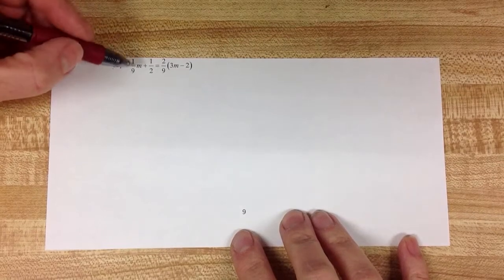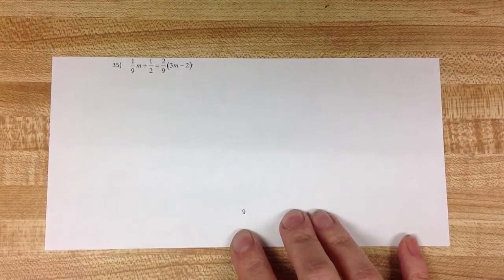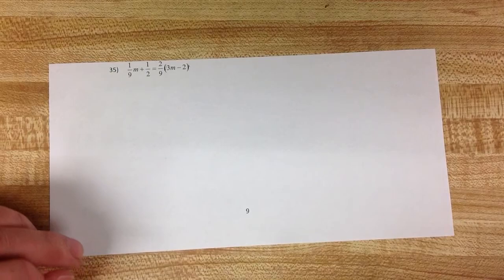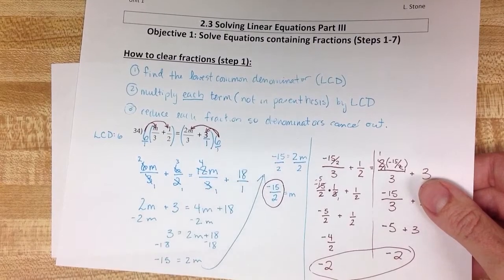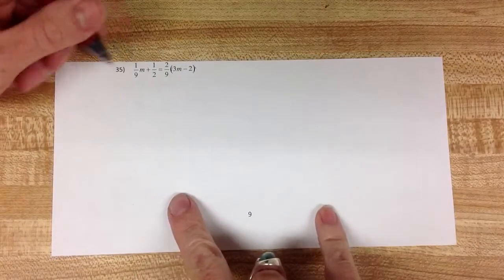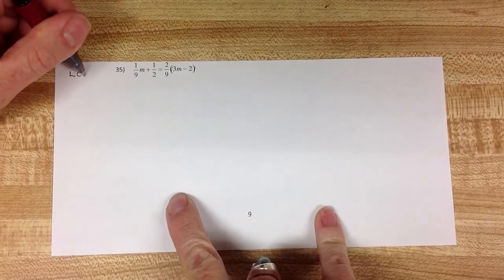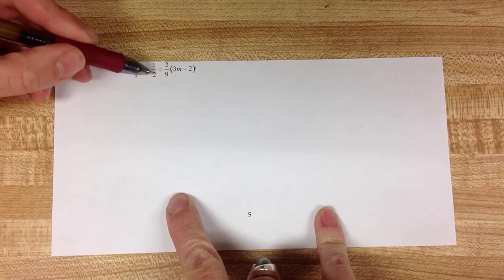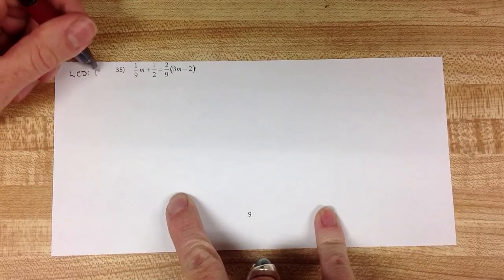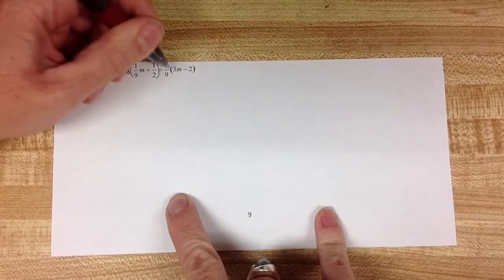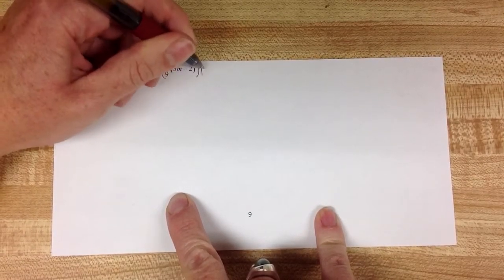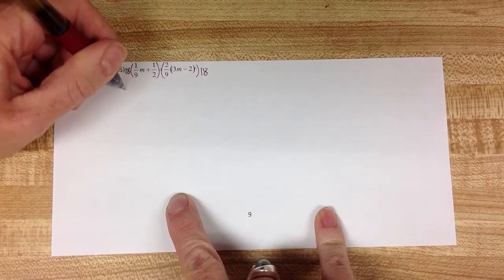In this next example, I have a set of parentheses. So we're going to get to look at what happens when you're multiplying terms, but not the terms that are inside parentheses. My LCD, or lowest common denominator, between 9, 2, and 9, is going to be 18. So I'll multiply both sides of my equation by 18.